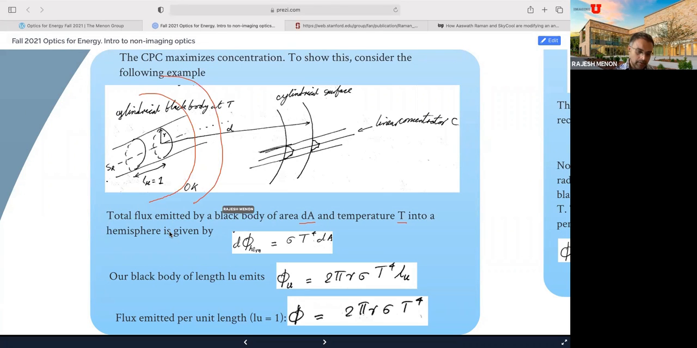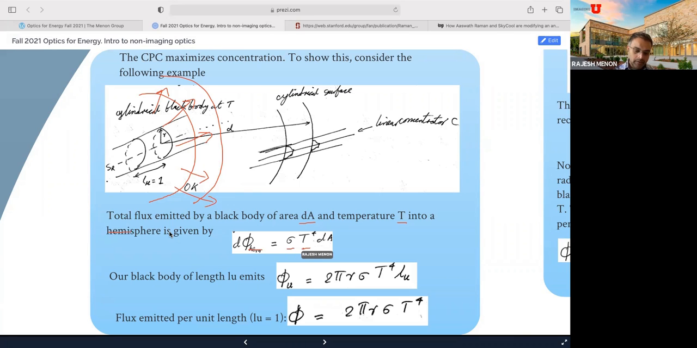And that is going to simply emit with cylindrical waves going out, basically, right? And in fact, it will go into the full sphere. So this should not be a hemisphere. This should be a full sphere. That's a mistake. It's given by d phi. I'm going to cross that out.